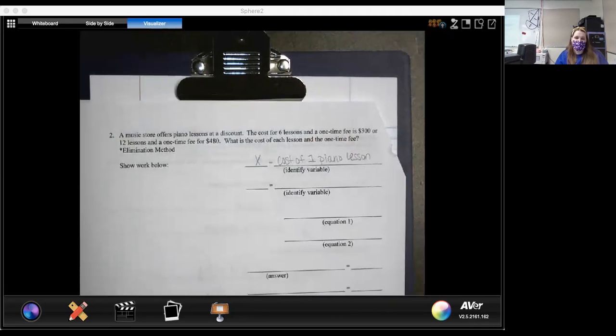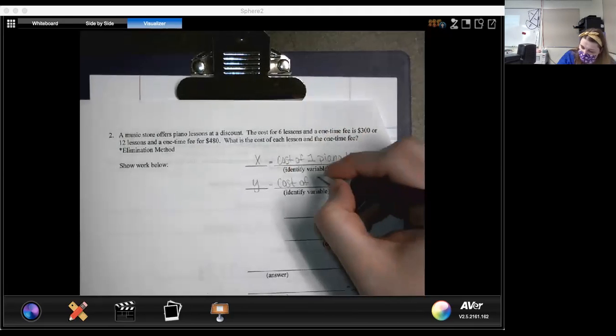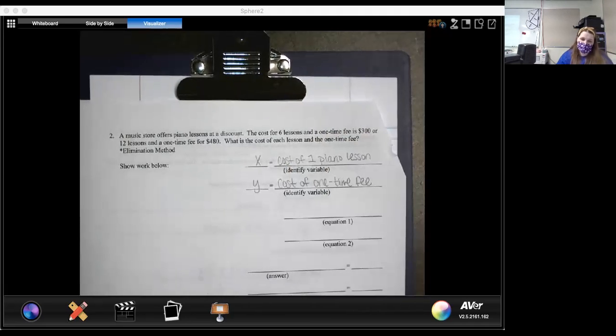Because specifically it is the cost per lesson, so it is for the one lesson. And then the other is the one-time fee. Now, remember we've talked about before with variables, you want to be specific. We wouldn't just say one-time fee, we would say cost of. You have to have a measurable sense on your variables. So cost of, length of, how tall, how many, it has to be measurable. If you just put one-time fee, what do you want to know about it? So cost of, that's something measurable.